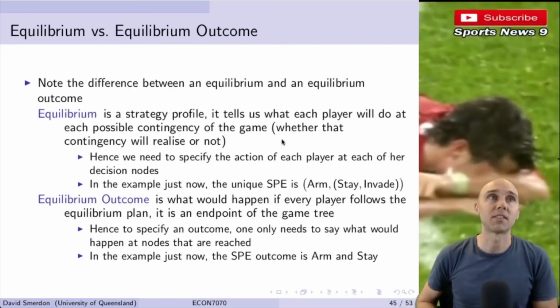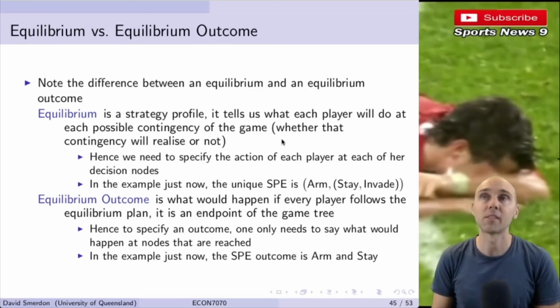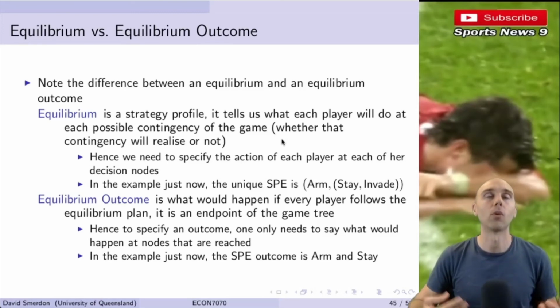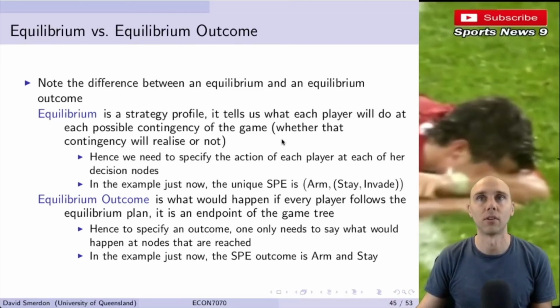And this brings us to a key difference here between equilibrium and equilibrium outcome. They're reasonably similar concepts in our simultaneous move games that we've seen in previous weeks, but they're very different things in extensive form games. An equilibrium is a strategy profile. It must tell us what each player does at each possible contingency of the game, whether or not it actually occurs. We need to know what would have happened at these places. We need to specify the action of each player at every one of his or her decision nodes.